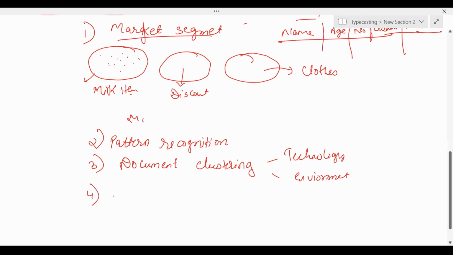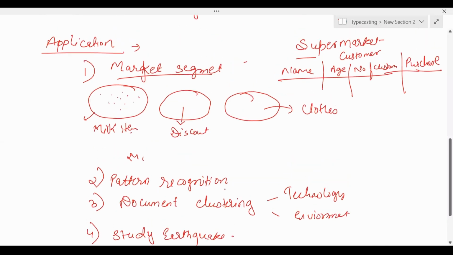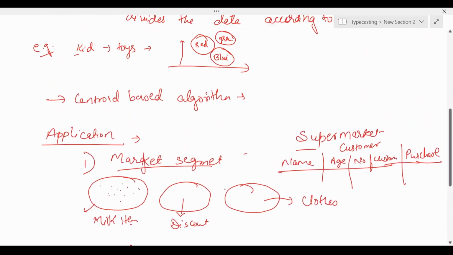It is also used to study earthquakes. Based on the areas hit by an earthquake in a region, clustering helps in analyzing the next probable location of the earthquake. So like that, there are many applications of clustering algorithms.